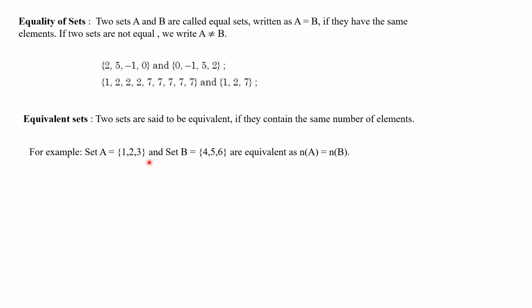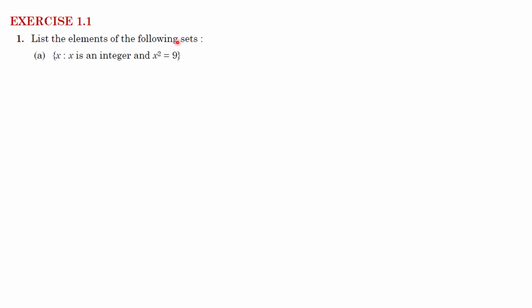So here I have taken two sets. Set A has 3 members: 1, 2, 3. Set B also has 3 members: 4, 5, 6. So both are equivalent because both have the same number of elements. See, n(A) and n(B) mean how many members it has. The first set has 3, the second set also has 3 members. So both are called equivalent sets. Okay, now let's start with the exercise.